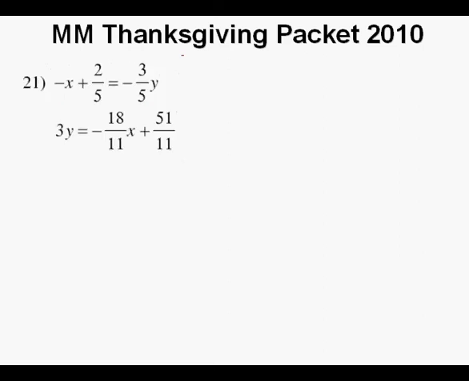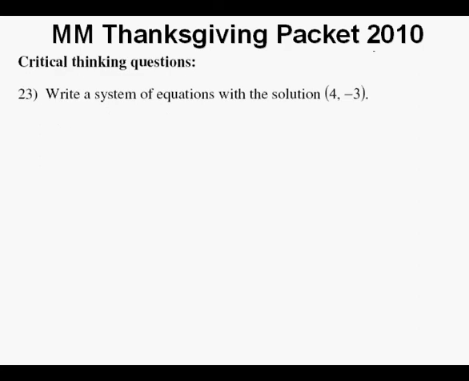Here's problem 21. Negative x plus 2/5 x equals negative 3/5 y, and 3y equals negative 18/11 x plus 51 over 11. Owing to time, I'm not going to complete this problem, but I hope to get you started in the right direction. The first thing we'll do with the first equation is rearrange it so that all the terms lie to one side. Now, if you multiply the bottom equation by 5, you'll be able to add the two equations together and cancel the y's, then continue on to solving.